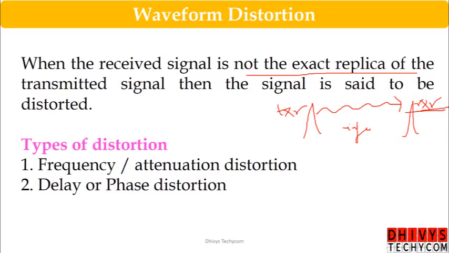So as I've told you, there are two different types of distortion. The first distortion is frequency or attenuation distortion. From the name itself, we can conclude that it is something related to the parameter called alpha. And the second distortion is called delay or phase distortion, which is related to the parameter called beta. You know how wave propagation can be represented. The propagation constant gamma can be represented as alpha plus j beta. So each of these parameters will be contributing to a different type of distortion. Let us discuss one by one.